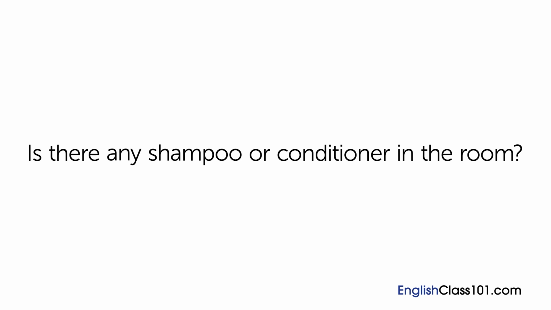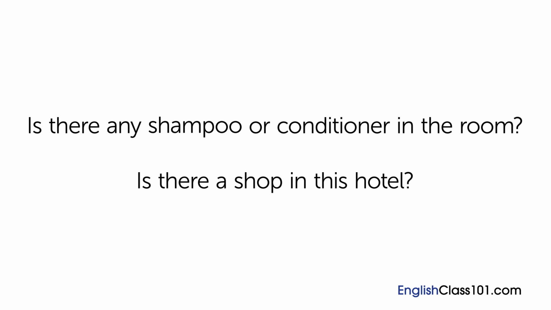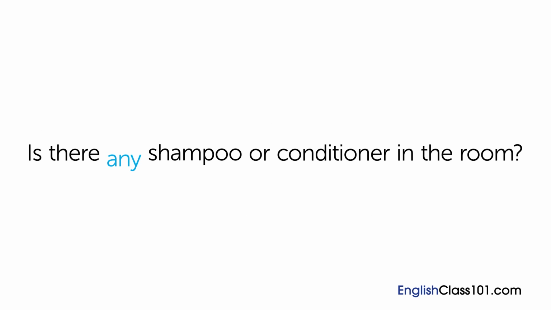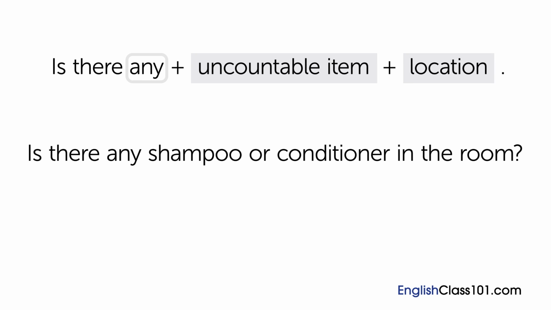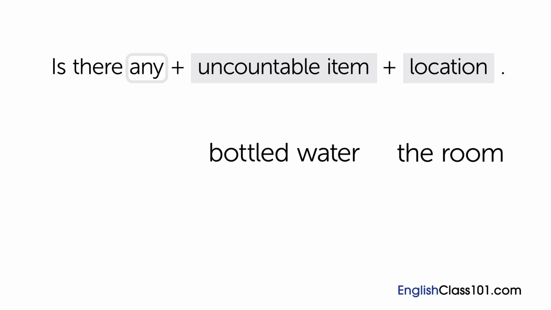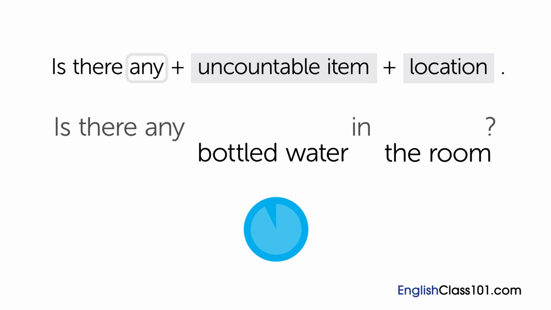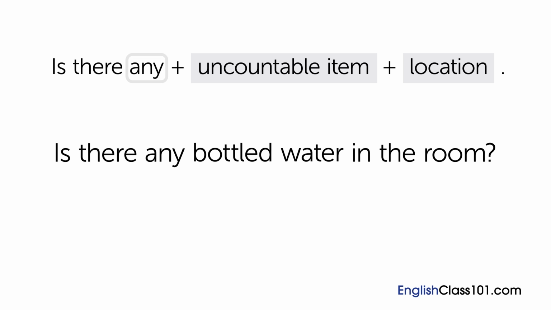This phrase structure is very similar to the one we just learned, except for the word any. Any is used to refer to uncountable nouns, such as shampoo, water, or bread. The structure is, Is there any, followed by the item and location. Now you try. Imagine you're checking into a hotel and you want to know if there is bottled water in the room. What would you say? Is there any bottled water in the room?